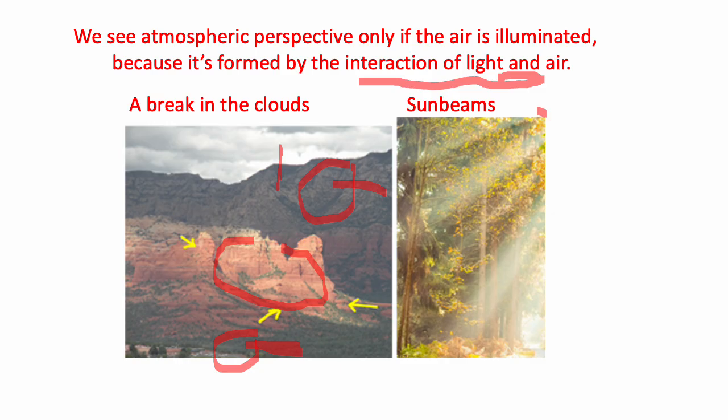Now, we also see atmospheric perspective with sunbeams, so it doesn't just happen with distance. Sunbeams whiten, desaturate, and blur details from the background, whereas the darker areas running between the sunbeams aren't hit by as much light, so the trees look more colorful with sharper edges.